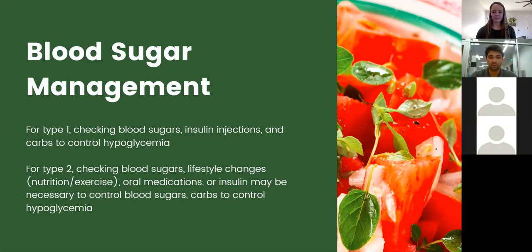And then just like type 1, you might need some carbs on occasion in case you have a low blood sugar.